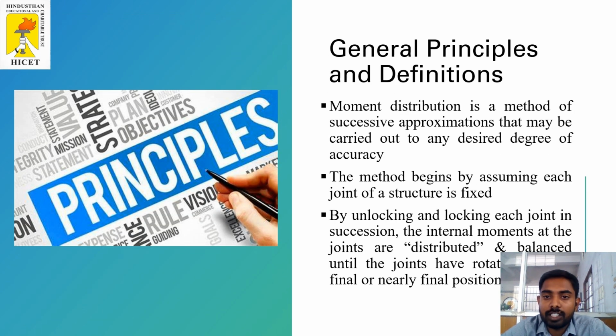General principles and definitions. The moment distribution method is a method of successive approximations that may be carried out to any desired degree of accuracy. This method begins by assuming each joint of the structure is fixed. So here we can't use a simply supported or a roller support. We just assume that each and every joint is a fixed joint, and by unlocking and locking each joint in succession, the internal moments at the joints are distributed and balanced until the joints have rotated to their final or nearly final positions.